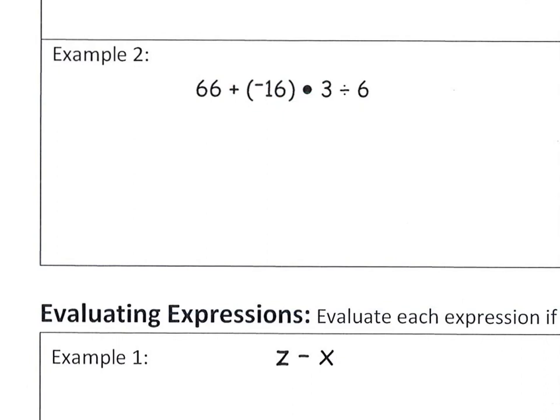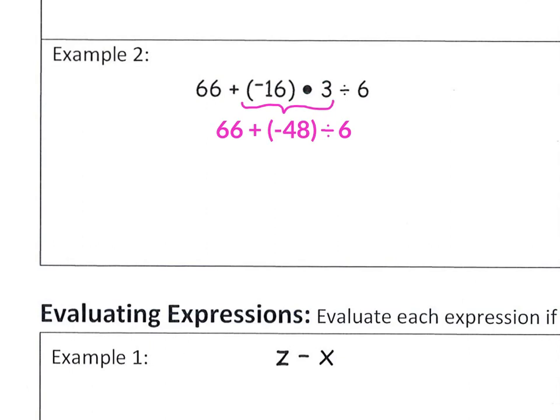When I go from the left side, the first thing I see is this -16 times the 3. So that's the first thing that I'm going to do. Everything else gets brought down. So the 66 plus -16 times 3 gave me that -48. That's why you see that there. And then divided by 6.